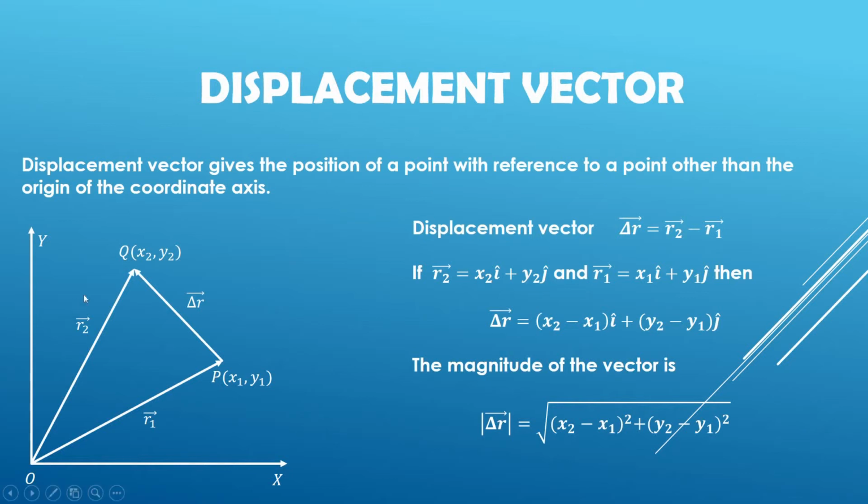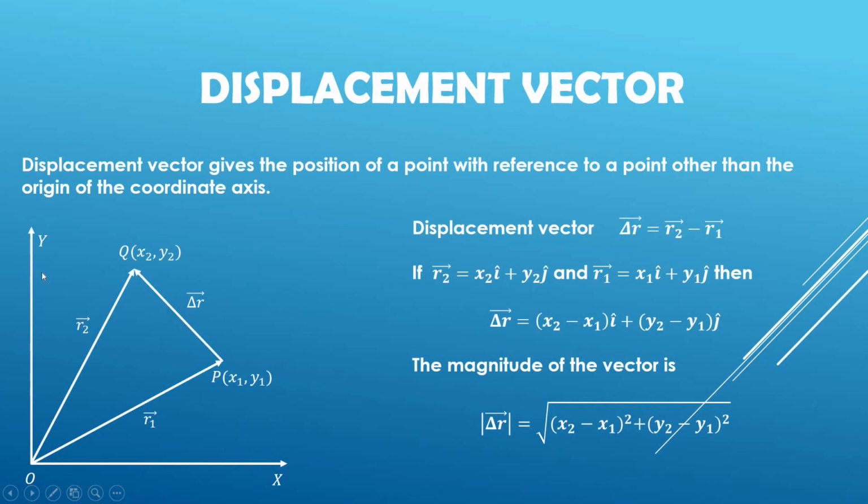Then this displacement is represented by this line. The displacement is represented by the length of this line. That is why I said that it gives the position of a point with reference to a point other than the origin of the coordinate axis. So how can we represent this displacement vector? Suppose the position vector of Q is r2 and the position vector of P is r1. Then this displacement vector, this delta r vector, is represented by r2 minus r1.